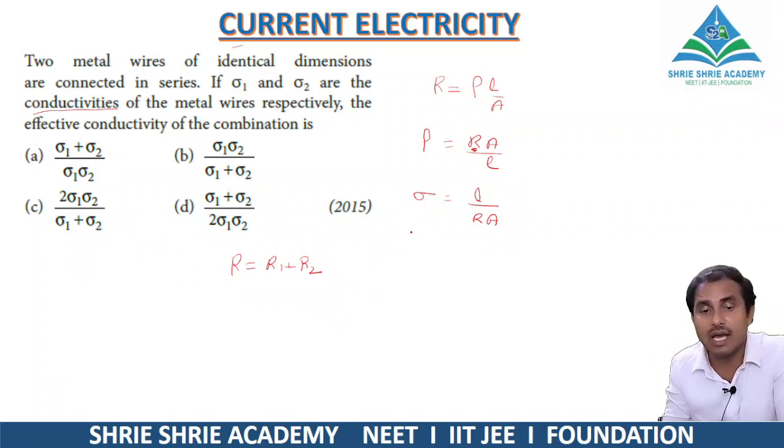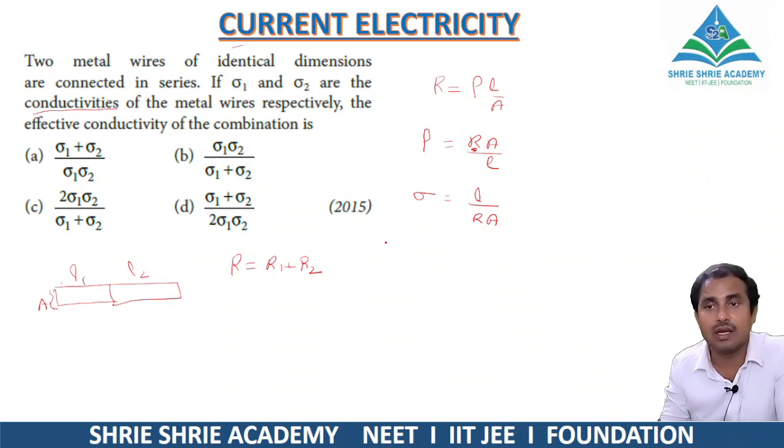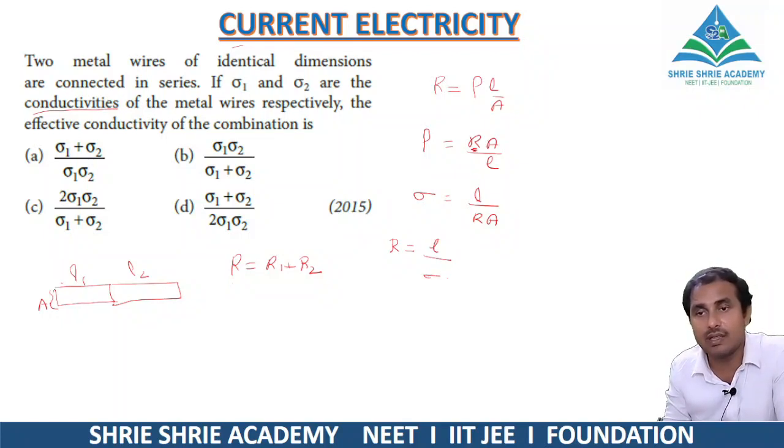Now two wires are connected. Two metal wires of identical dimensions are connected in series connection. Identical dimensions means their lengths are equal and the area of cross section is equal, right? So here, write the effective resistance, meaning write the R formula in terms of conductivity, you will get L divided by sigma into A.